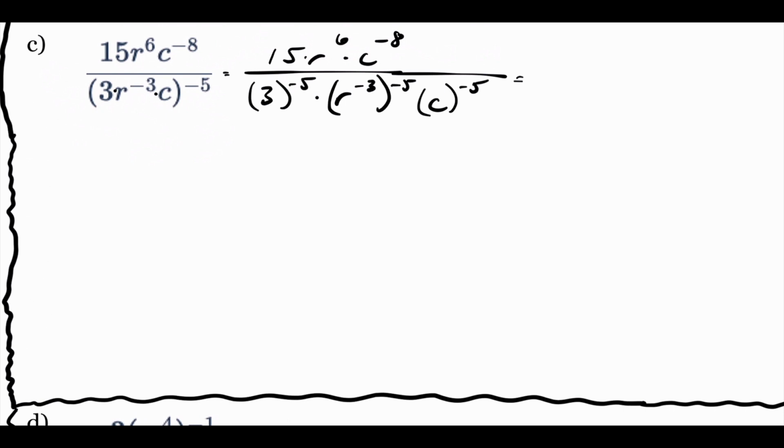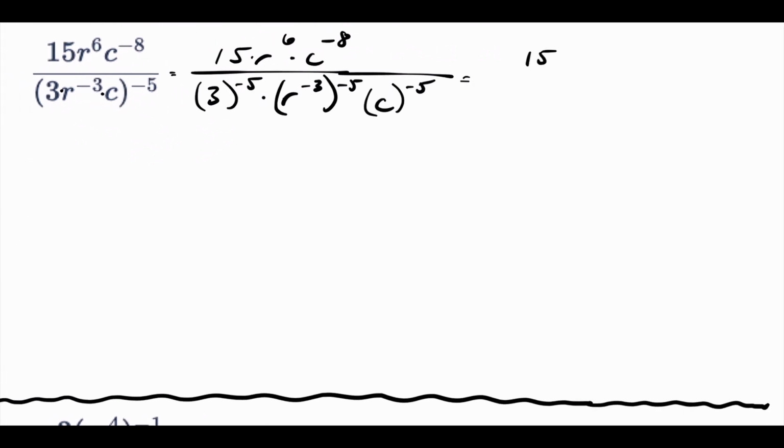Still have parentheses. Top, I'm just going to rewrite it. 3 to the negative 5. R to the negative 3 to the negative 5 power. I need to multiply those to make 15. C to the negative 5. No more parentheses. Negatives.